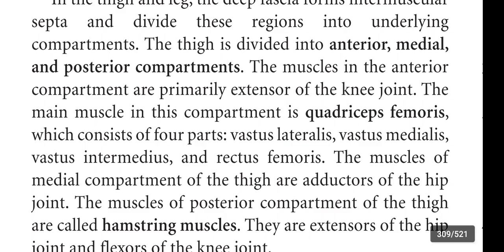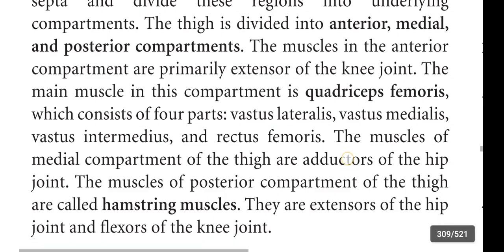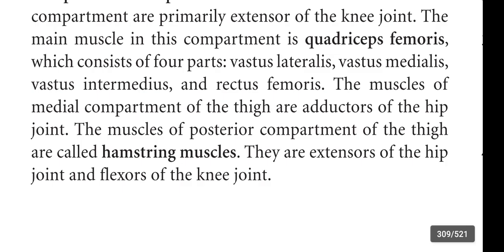The muscles of the medial compartment of the thigh are adductors of the hip joint. Adductor means getting closer. In the anterior compartment, the extensor of the knee joint is the quadriceps femoris. What are its 4 parts? Vastus lateralis, vastus medialis, vastus intermedius, and rectus femoris. All are vastus and one is rectus femoris.